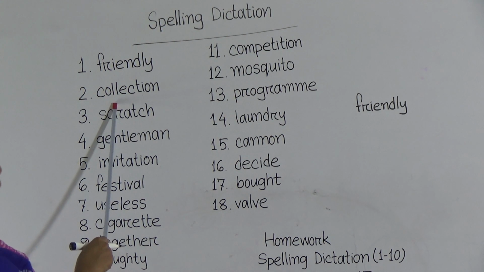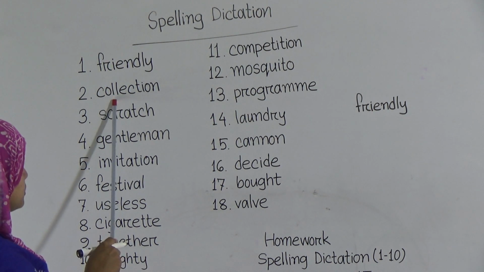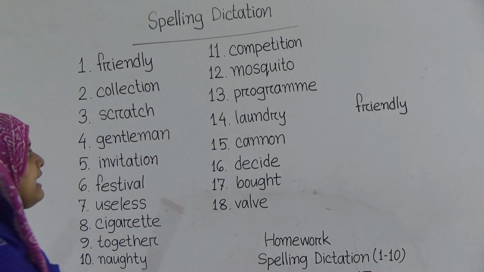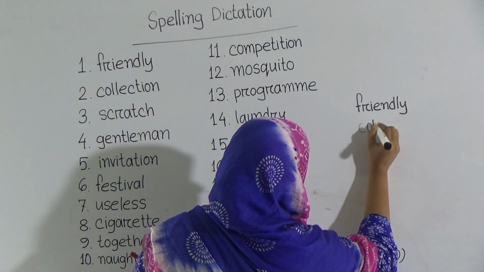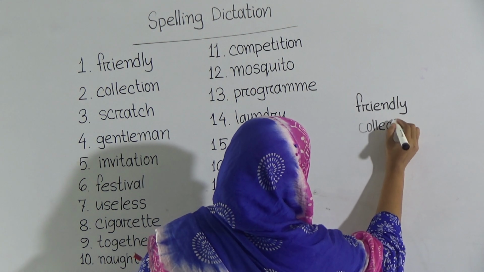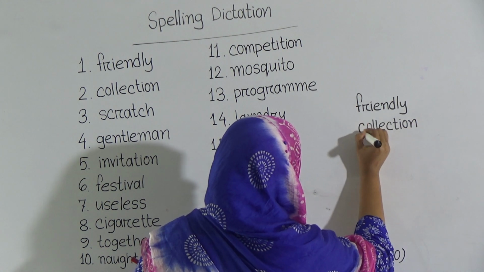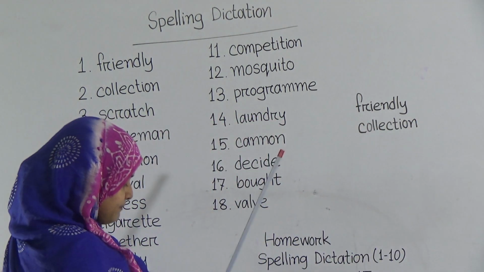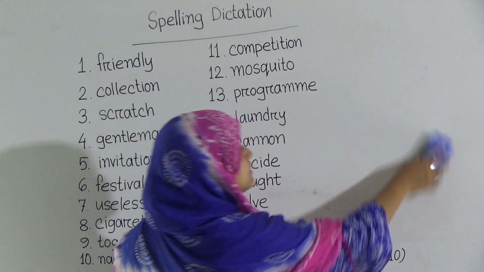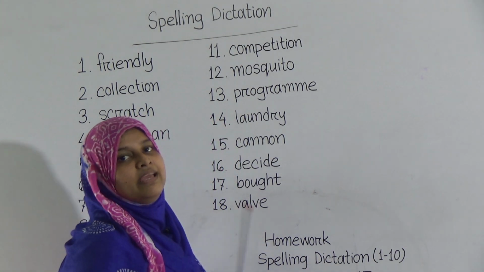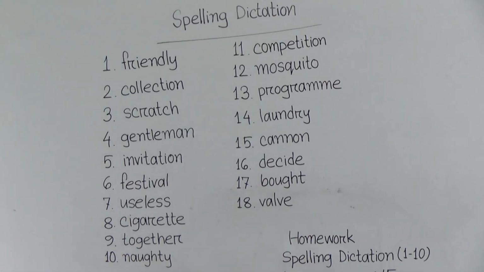The teacher will pronounce the word 3 times. Collection, collection, collection. And after that you have to write the word C-O-L-L-E-C-T-I-O-N. Collection. So like this you have to answer all the words. That means you have to answer 10 words in your exam. Okay, now I'm saying all the words.